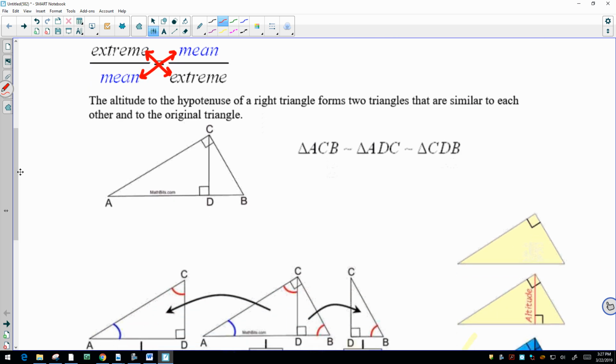Which is coming from different proportions. So it says here the altitude, and this is our altitude, forming a perpendicular line of a right triangle, forms two different triangles, and they're similar to each other and to the original triangle. So notice how it's written. Triangle ACB, so that's our big triangle. Triangle ACB is similar to, now we get two smaller triangles inside. Triangle ADC, that's like our medium triangle, and then triangle CDB. Start at C, go to D, go to B.